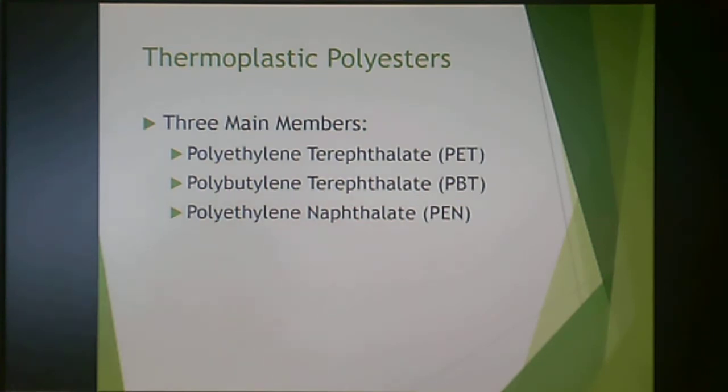When it comes to the thermoplastic polyesters, there are three main members. There is polyethylene terephthalate, there's polybutylene terephthalate, and there's polyethylene naphthalate. We will also talk about a few of the bio-based polyesters, and some other polyesters that you may have heard of are also the unsaturated polyesters, but those are thermosetting. So these are the ones we're concerned with when it comes to the thermoplastic polyesters for industrial applications.